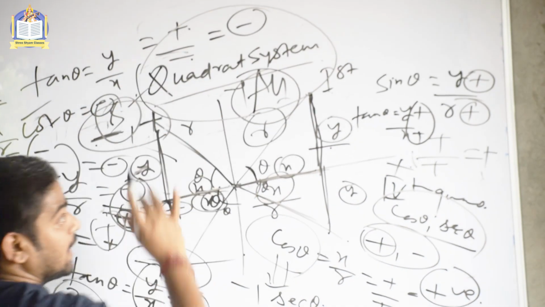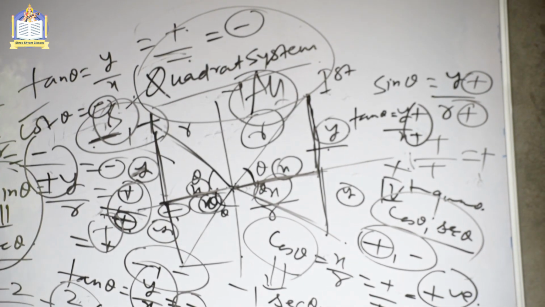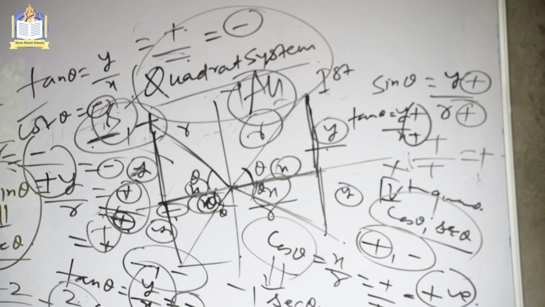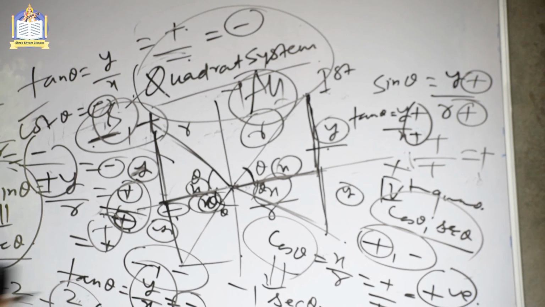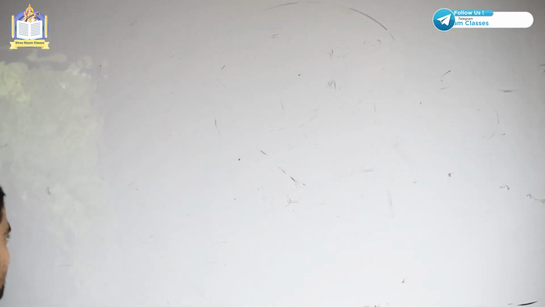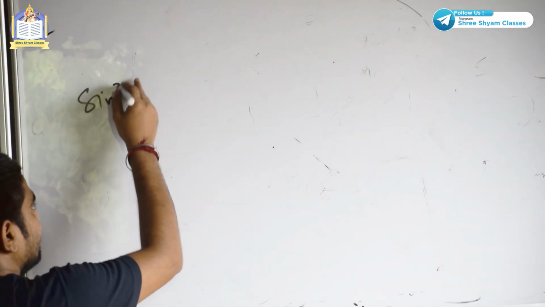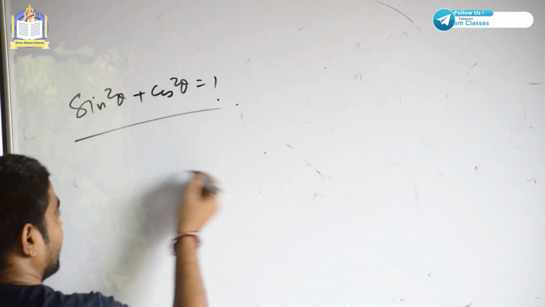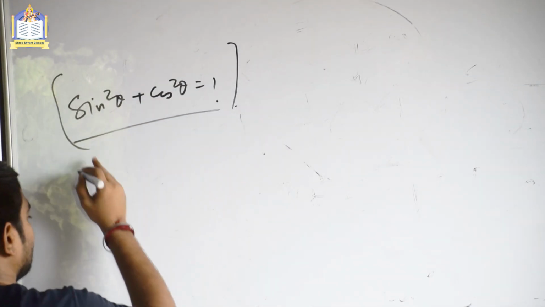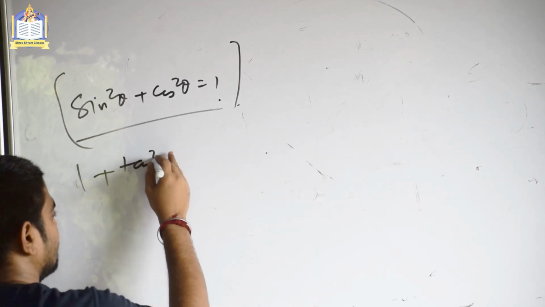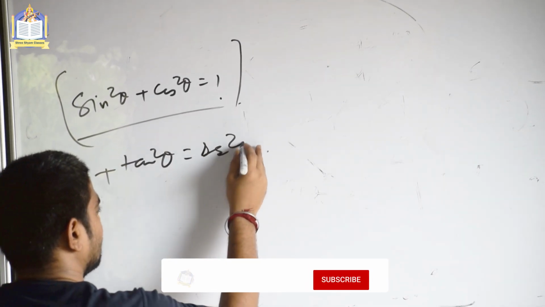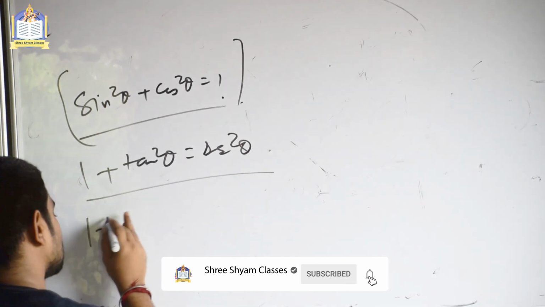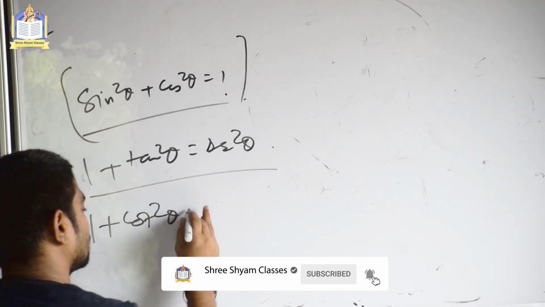Now, using this concept, we shall be finding the trigonometric value of any angle, 500, 10,000, 200, anything. So let's get started. We shall be revising the concept of class 10. In class 10, you might have read that sin square theta plus cos square theta is 1, 1 plus tan square theta is sec square theta, and 1 plus cot square theta is cosec square theta.